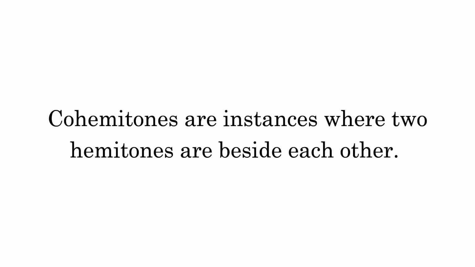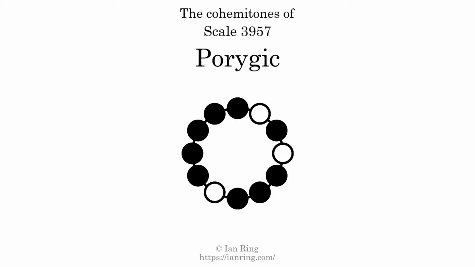Cohemitones are instances where two hemitones are beside each other. This scale has 4 cohemitones. They are at positions here, here, here, and here.